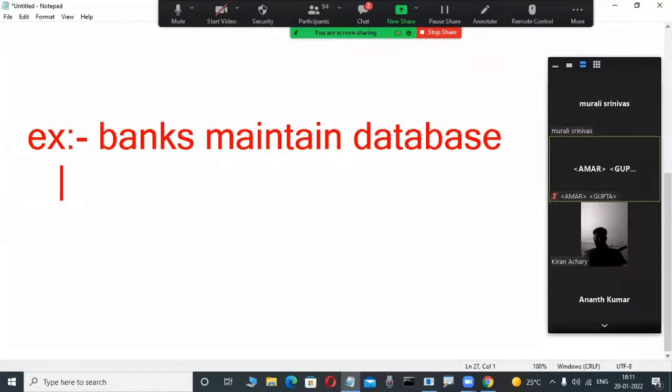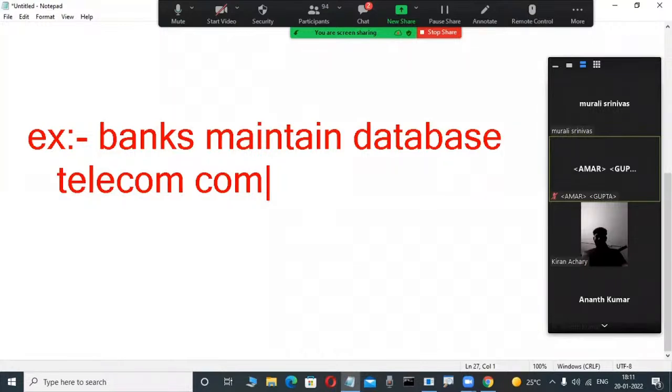Suppose telecom companies, so many examples are there, I'm just telling roughly for easy understanding: telecom companies maintain databases. Suppose you make a call to your friend or anything. Where will those call details be stored? In a database.